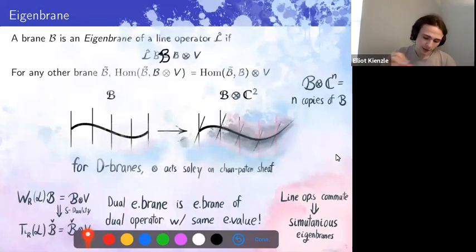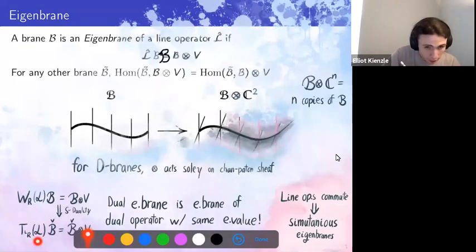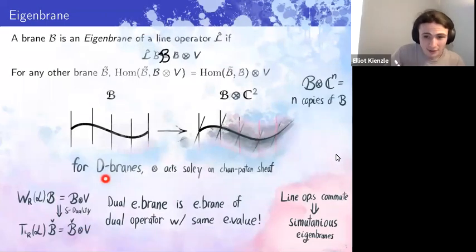Now, what's cool about this is that this notion of eigenbrane plays really nicely with S duality. So imagine that we have an eigenbrane of a Wilson operator. Well, let's apply the S duality transform. That sends the brane to the dual brane, and it sends the Wilson operator to the 't Hooft operator with the dual representation. And basically, you immediately get that this dual eigenbrane has to be an eigenbrane of the dual operator, and in fact, the eigenvalue is the same.